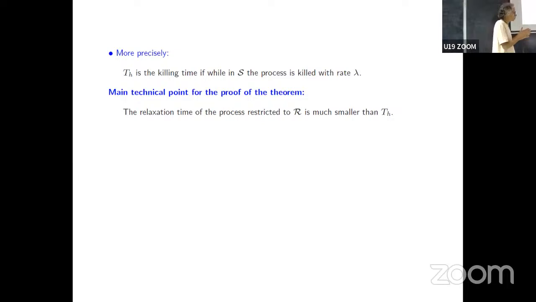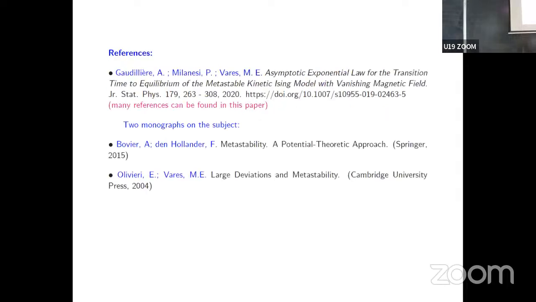And the main point of the proof, which involves various tools, is to be able to show that this relaxation process restricted to R is much smaller than T_H. But R is quite big, everything. So it's more involved than just in the Friedrich and Wenzel regime.